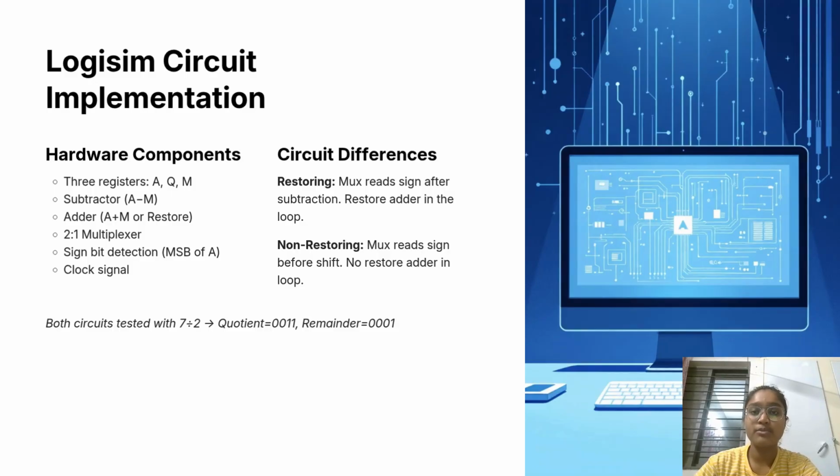In hardware implementation, both methods use similar components like registers, adders, subtractors, and multiplexers. The main difference is in how they handle restore operations. Restoring division performs restoration inside the loop, while non-restoring division avoids it and handles correction differently. Both circuits were tested with the same example and produced correct results.